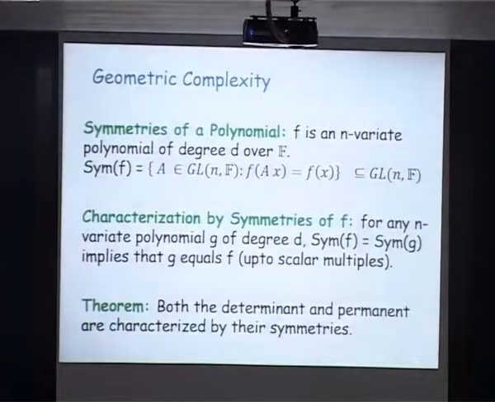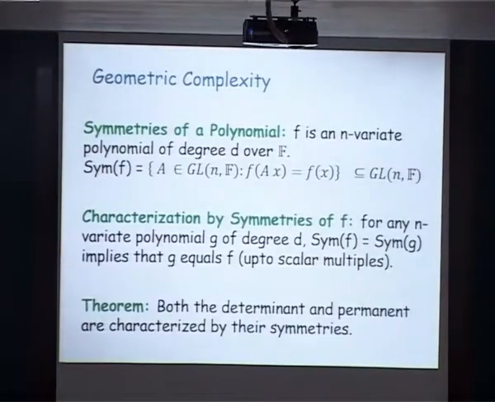So one way for you to describe these polynomials to me, the determinant and the permanent, is not to tell me what the monomials and the coefficients are. Just tell me what the group of symmetries is for them. And from that, in principle, I can deduce what these polynomials are.